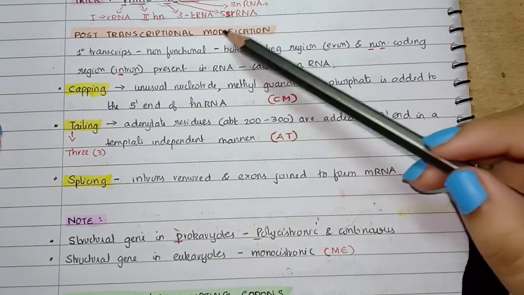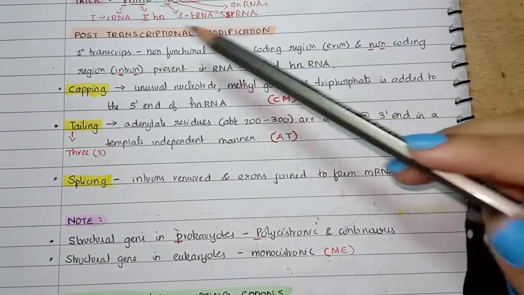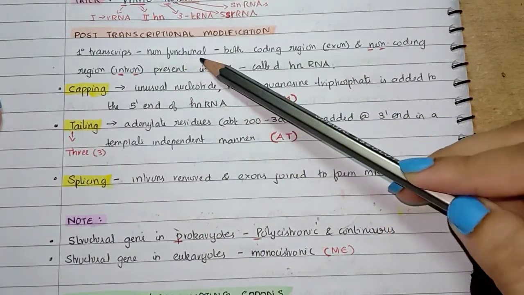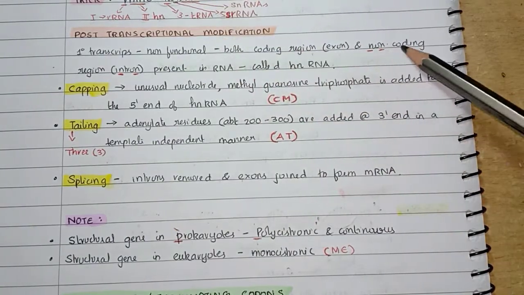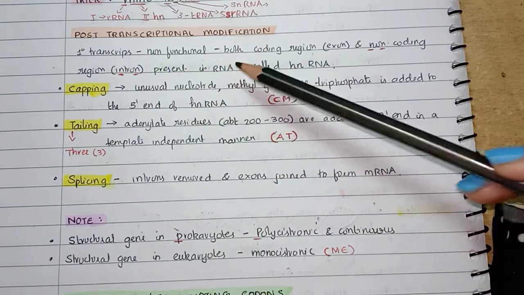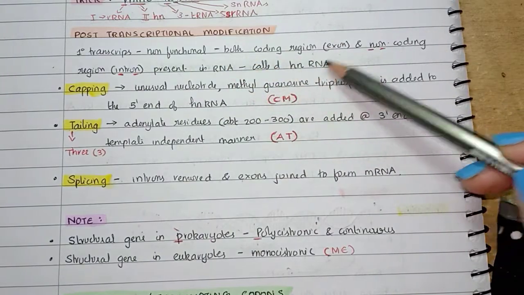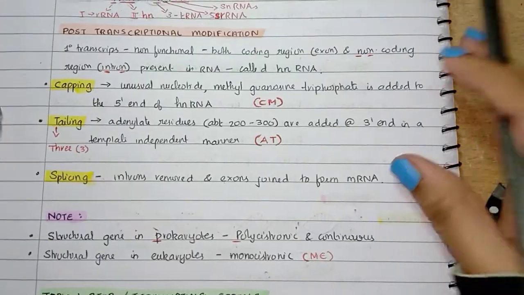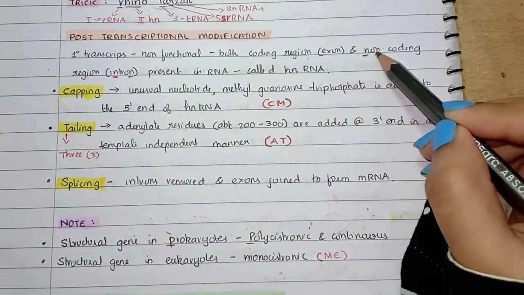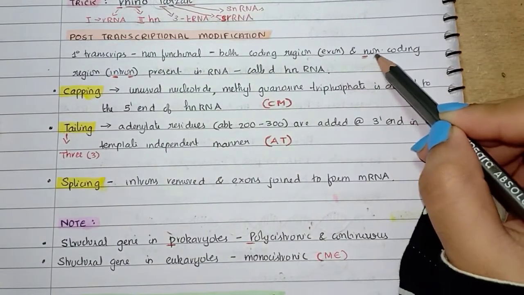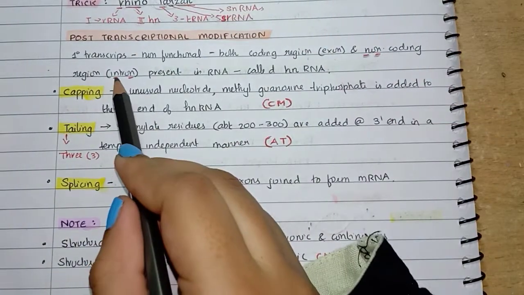The next is post-transcriptional modification. In eukaryotes, the primary transcripts are non-functional, with both coding regions, exons, and non-coding regions, introns, present in the RNA, and this is called hnRNA. An easy trick to remember which is coding and which is non-coding: in non-coding there is 2N, right? N-O-N. So non has 2N, and intron also has 2N.